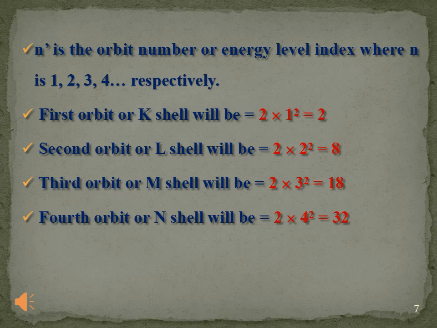Now if we talk about the fourth orbit, that is the n shell, keeping the value of n equals to 4 and multiplying it by 2, the answer is 32. So this is how n, that is the number of energy level index, can be represented in the shell with the general formula 2n square.